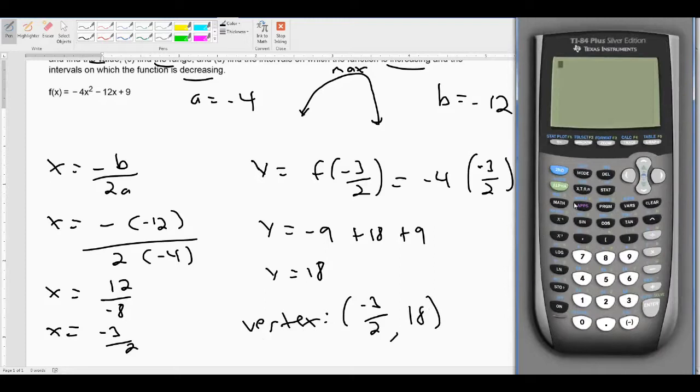Let's use a calculator to check. So let's type in negative 4x squared minus 12x plus 9. Notice it's going up and coming back down. I like to hit trace because the graph won't help us out at all. The table, I mean. So let's type in negative 3 divided by 2 and hit enter. And what do you know? Looky there. I was correct.